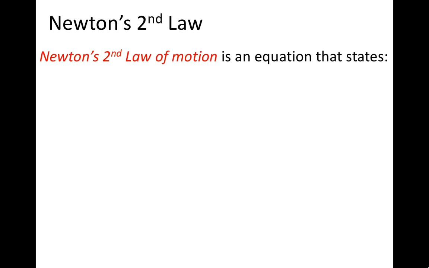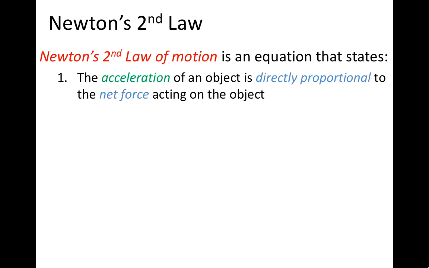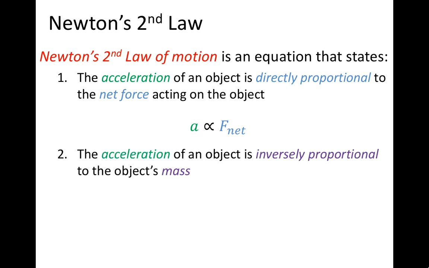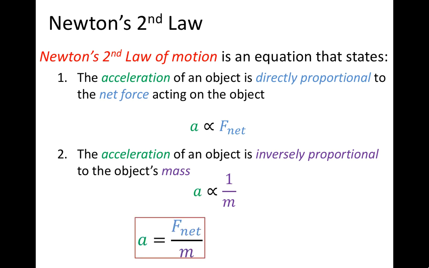Now, Newton's second law is an equation, and it's an equation that states two things. The first is that the acceleration of an object is directly proportional to the net force. So if you double the net force on an object, it experiences twice the acceleration. The acceleration of an object is also inversely proportional to the object's mass. So if you apply the same net force to an object with twice the mass, you end up with half the acceleration. And combining those two statements, we get the equation that's known as Newton's second law of motion.